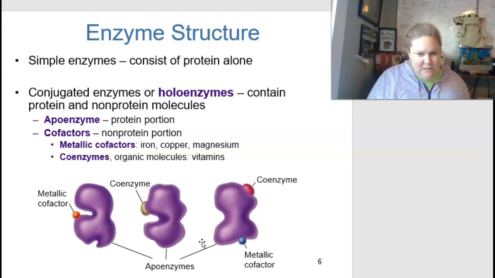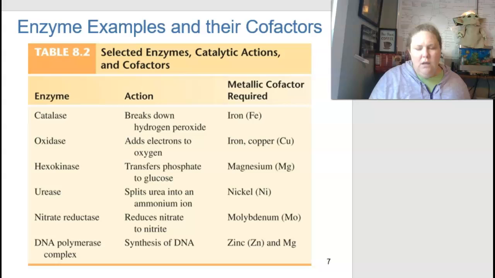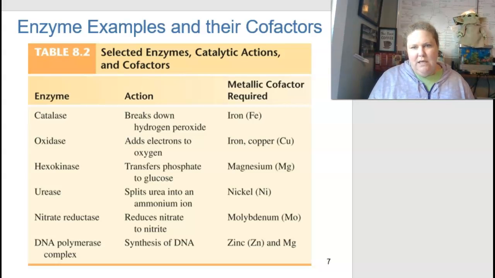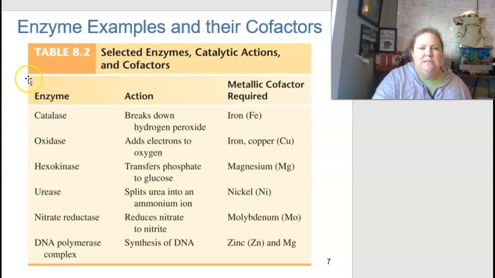All examples have an apoenzyme, which is a polypeptide or protein component, and one or more cofactors. Okay. When we're looking at types of enzymes and their cofactors, this is a fun little summary table, table 8.2.